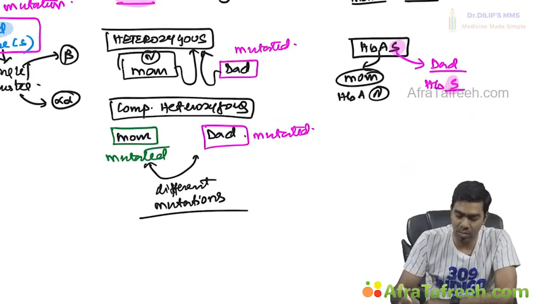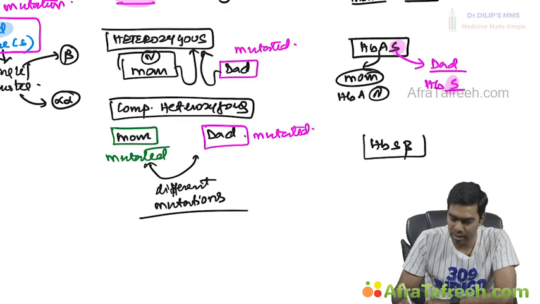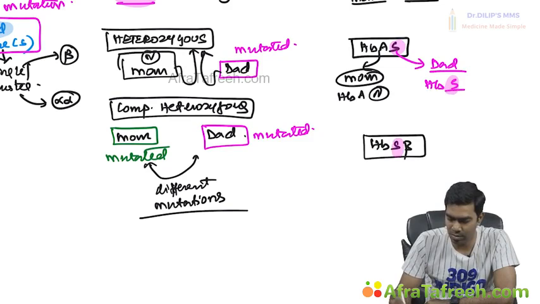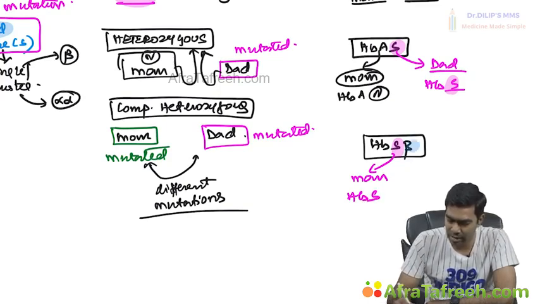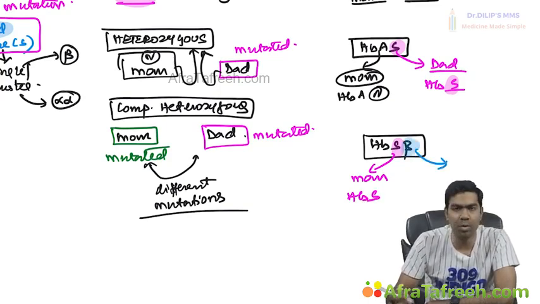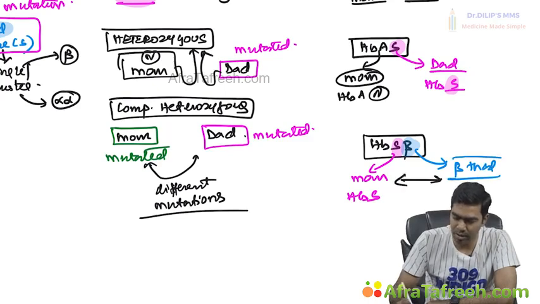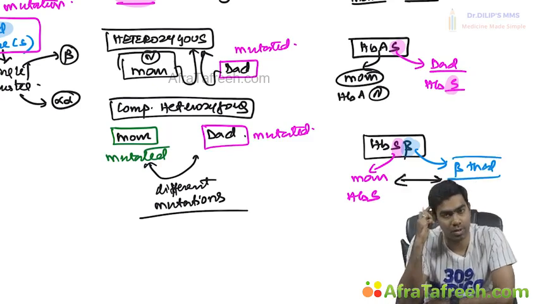But what is compound heterozygous? If I write an example, HbS beta, it means here you have both the genes mutated. From mom's side, you have inherited HbS, and from dad's side you have inherited again a mutated gene, that is beta thalassemia. So both are mutated, but they are different mutations. This is what we refer to as a compound heterozygote.